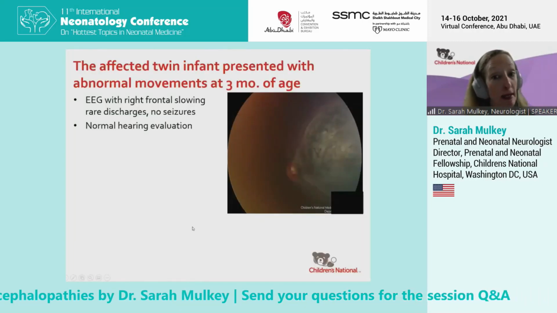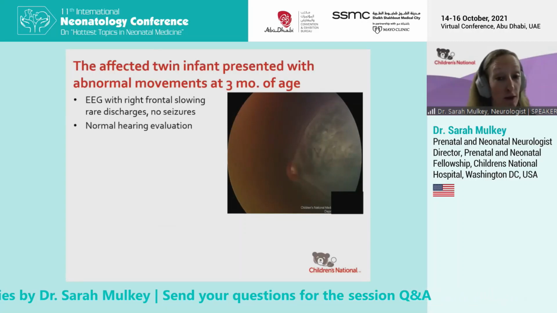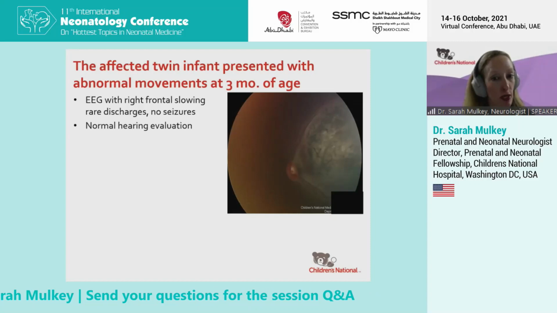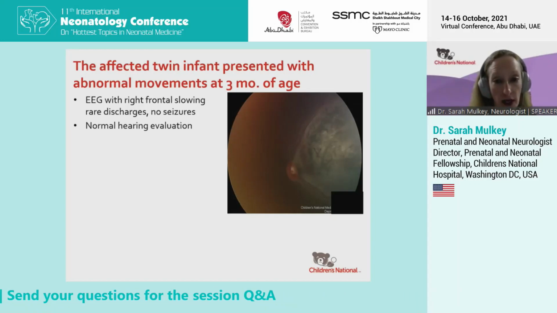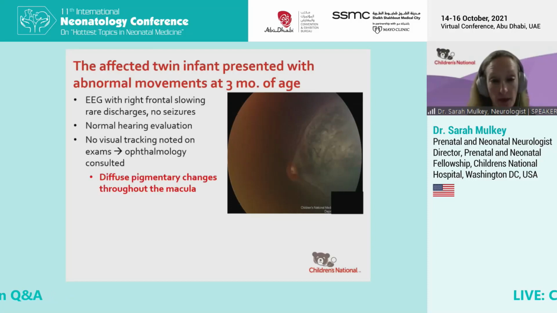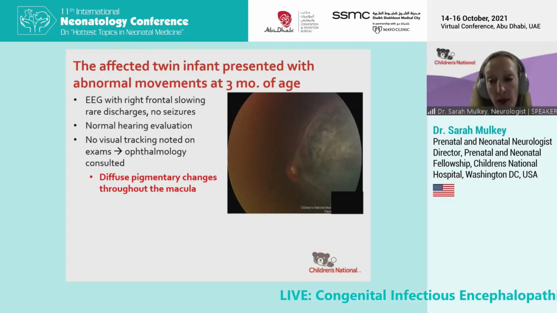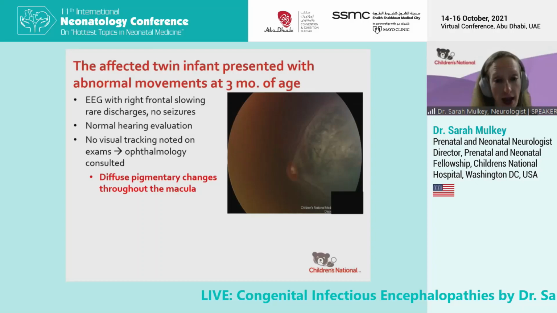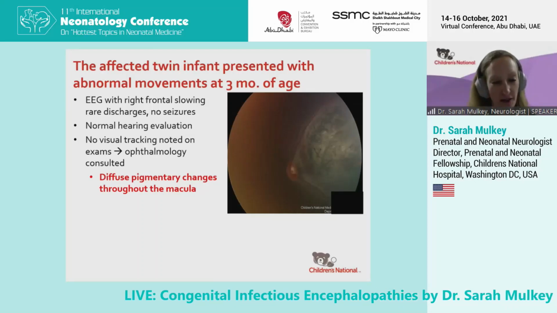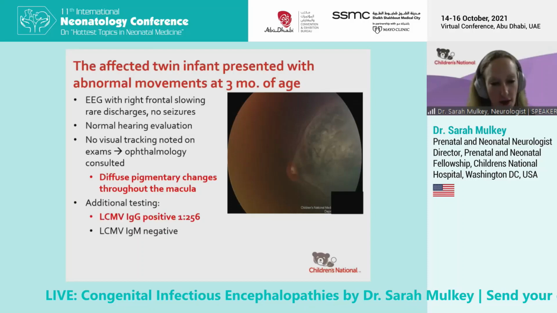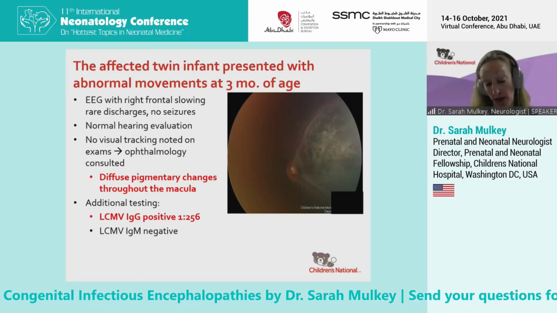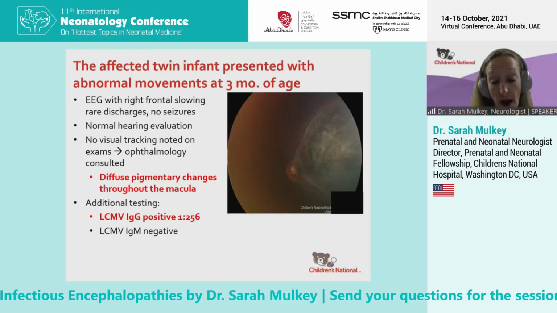So this baby came in at a few months of age with concern for seizures, which with the abnormalities of the brain is certainly a baby at high risk for seizures. They did some additional evaluation at that point, including hearing, which was normal, but also an ophthalmology evaluation. And they found these diffuse pigmentary changes throughout the macula that were concerning for congenital infection. And so the earlier infections we checked for were negative. And so we thought some more about this, and LCMV was checked for, so lymphocytic choriomeningitis virus, and was found to be positive.